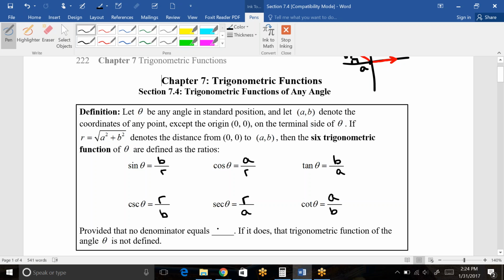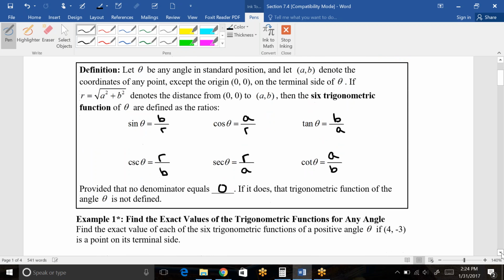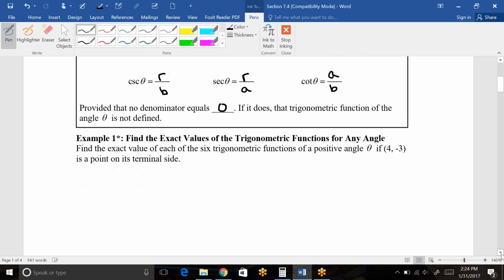Provided that none of the denominators equals 0. If any of these denominators, the numbers in the bottom, are 0, that means the trig function of that angle is not defined because we are not allowed to divide by 0.